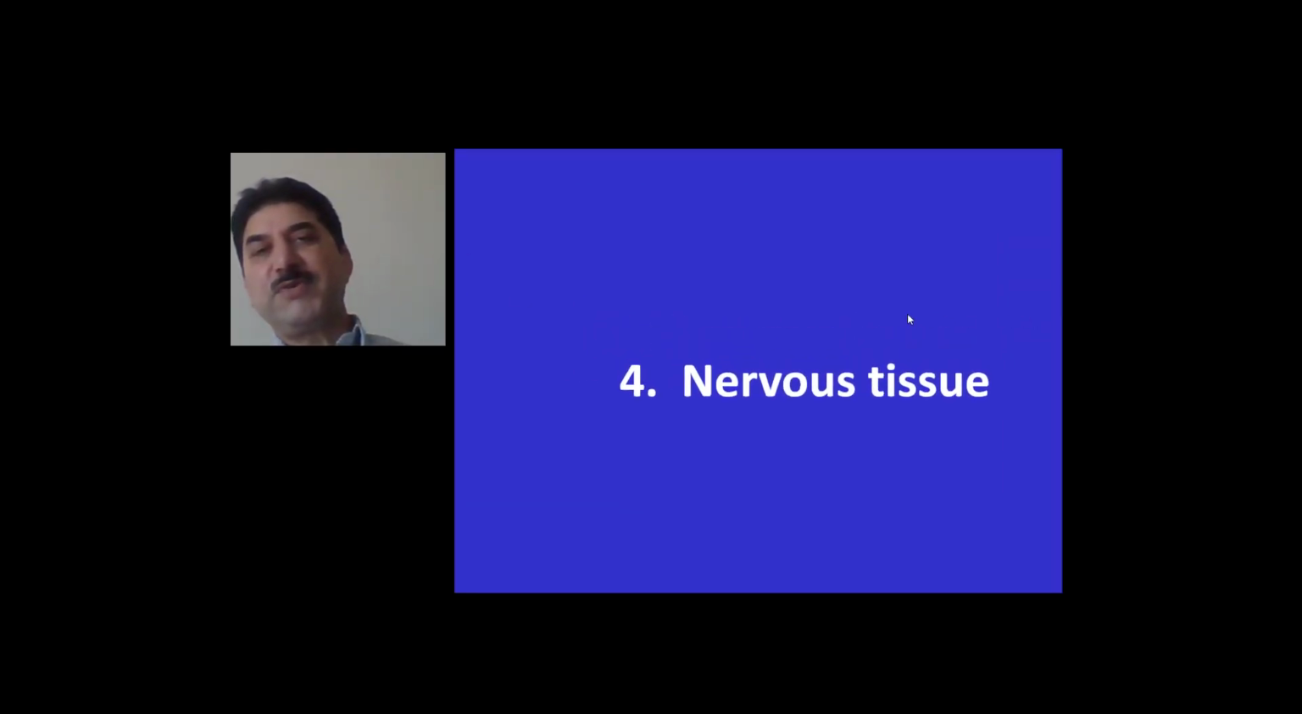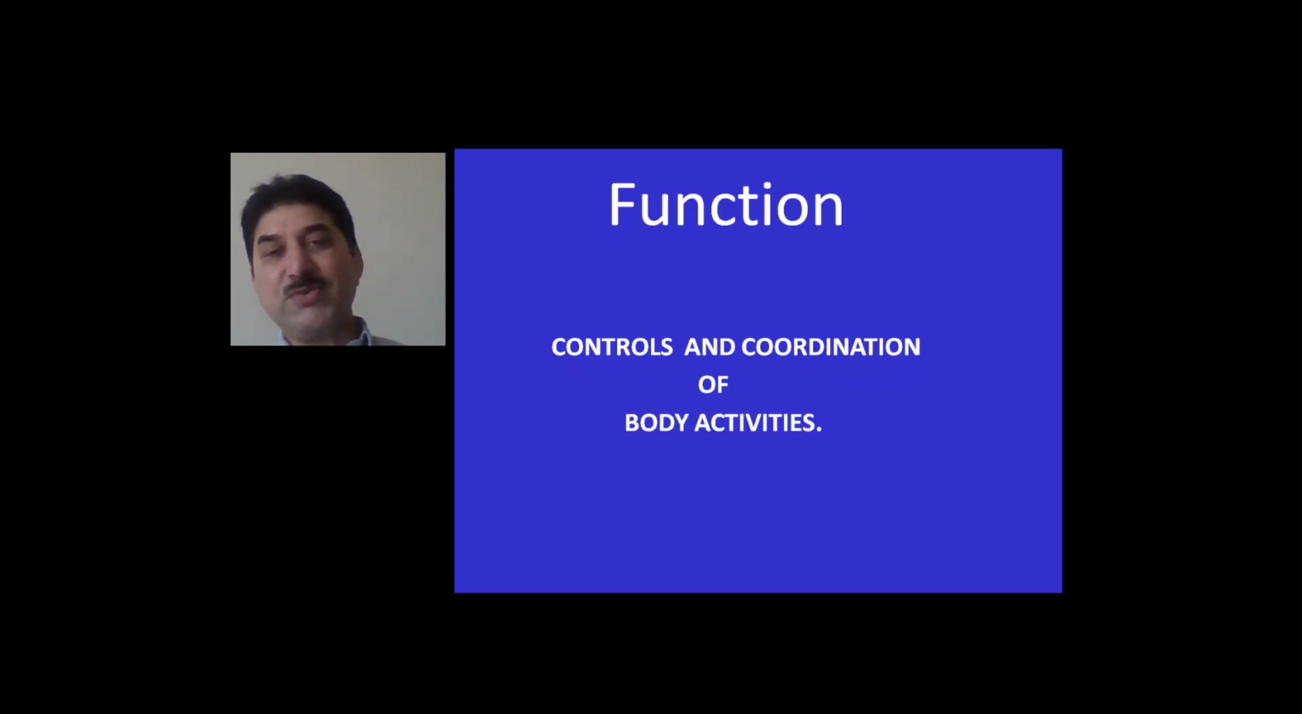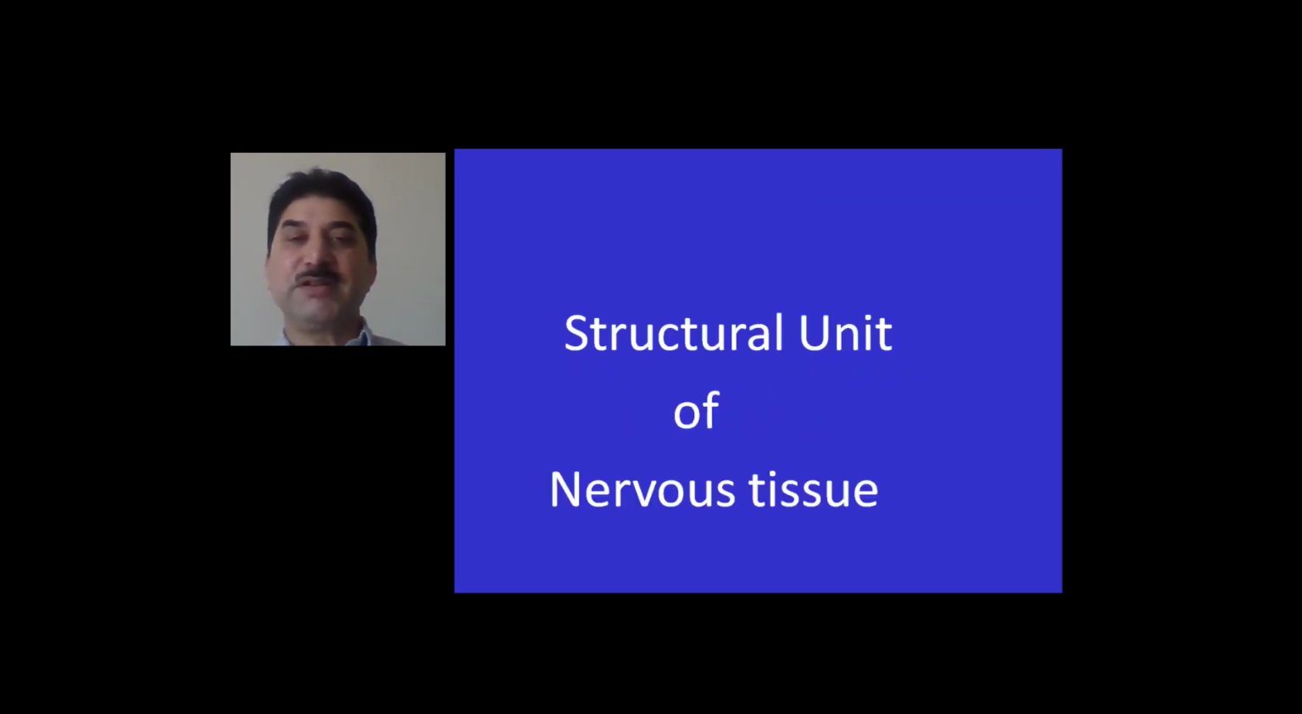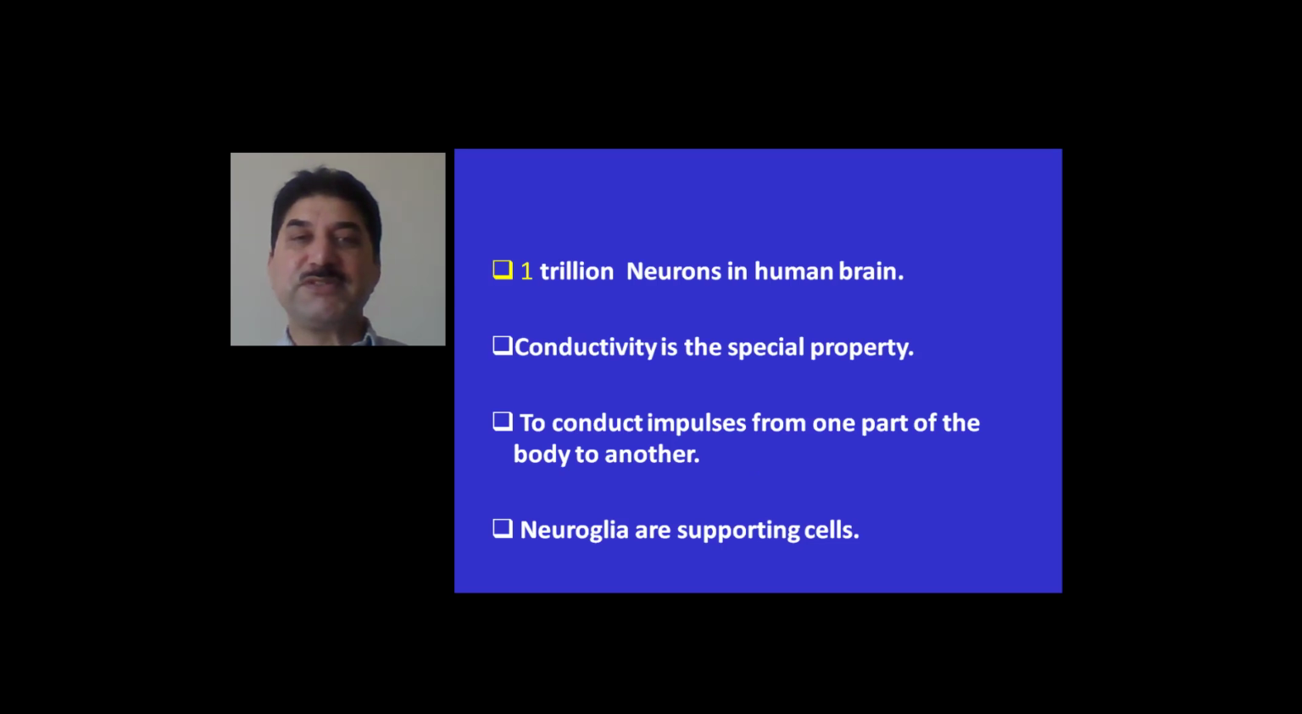The fourth tissue of our body is nervous tissue. This tissue is very important because of its functions. It controls and coordinates all activities of the body. The basic structural unit of the nervous tissue is a neuron. As you know, there are 1 trillion neurons in the human brain.